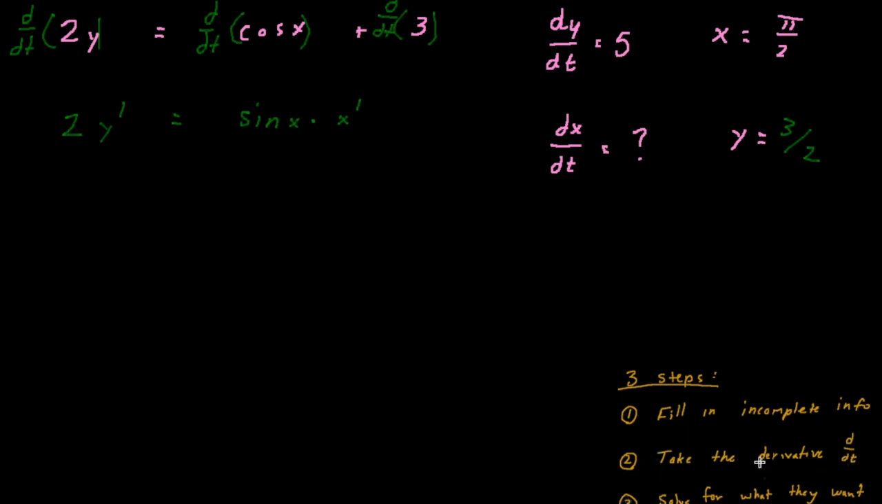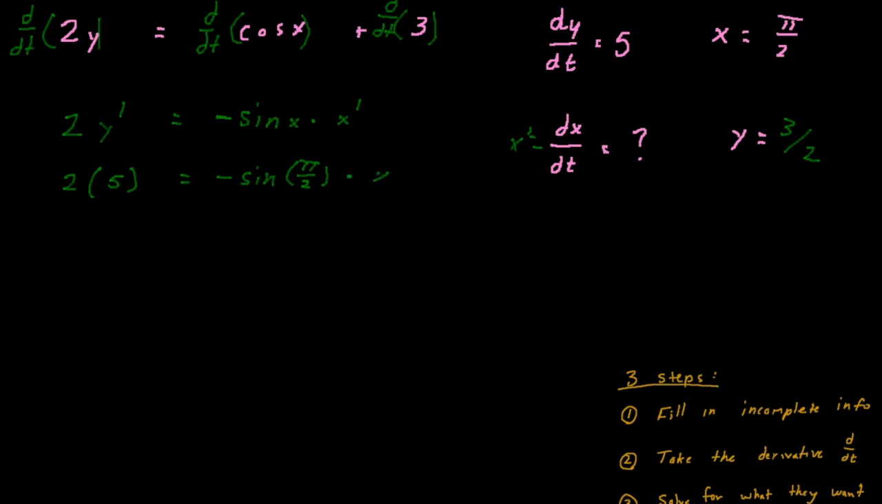Part 3, it says solve for what they want. They want to know what dx over dt is. Remember, dx over dt is the same as x prime. So at this point, we're just plugging in the info they give us to find x prime. We'll plug in y prime, which they're telling us is 5. We'll also plug in, oh, my derivative was incorrect earlier. The derivative of cosine x is just negative sine x, not positive sine x. Some of you probably caught that. So we'll plug in that x. In this case, they're telling us x is pi over 2.